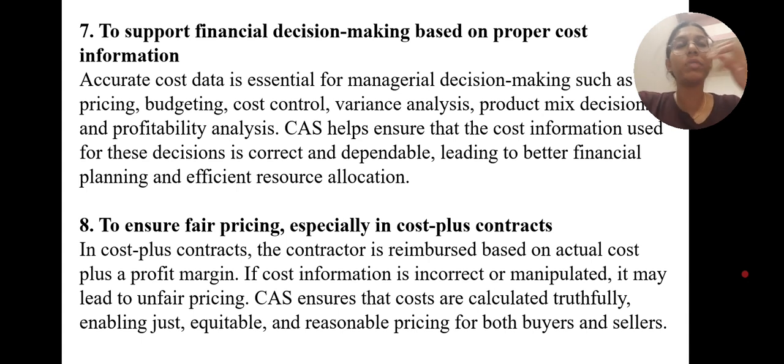This cost accounting system helps in fair pricing, that is, whenever some businesses are giving their work to contractors based on the contract amount quoted. This will help them to quote a fair price without adding additional profit. So this reduces overpricing, especially in cost plus contracts.